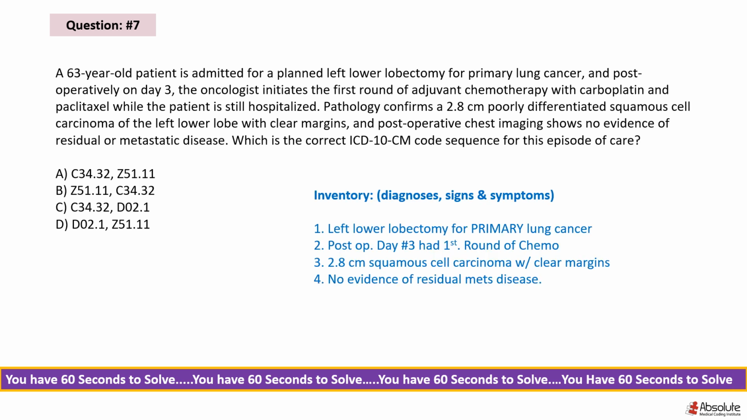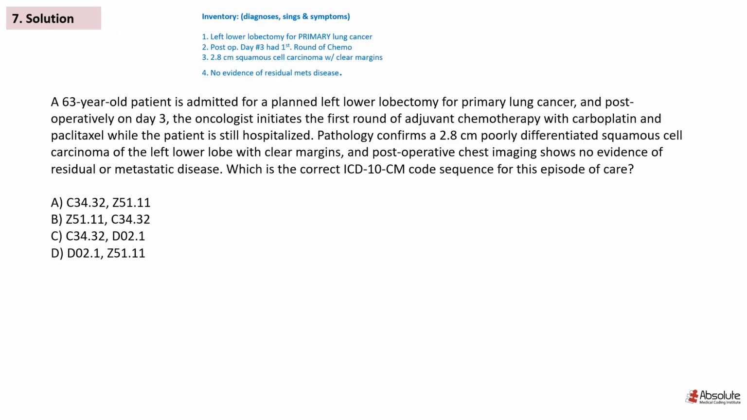Okay, let's take a look at our inventory list. And I put left lower lobectomy for primary lung cancer. And post-op, day 3, had 1 round of chemo, 2.8 centimeter squamous cell carcinoma with clear margins, and no evidence of residual metastatic disease. Okay, so we have our smaller inventory list up top here for you guys to reference. And then the guideline that I used to help me solve this scenario was Chapter 2E.